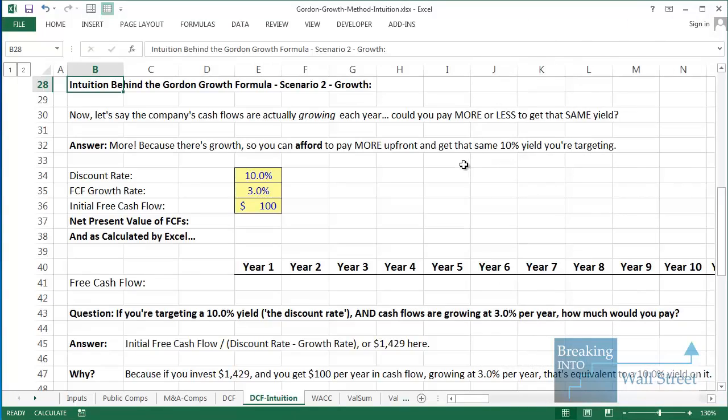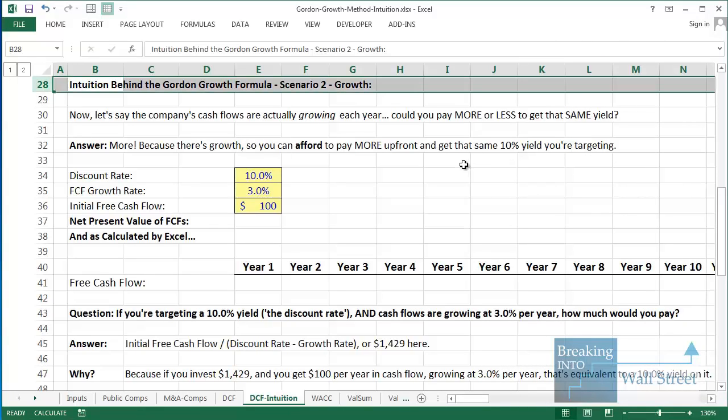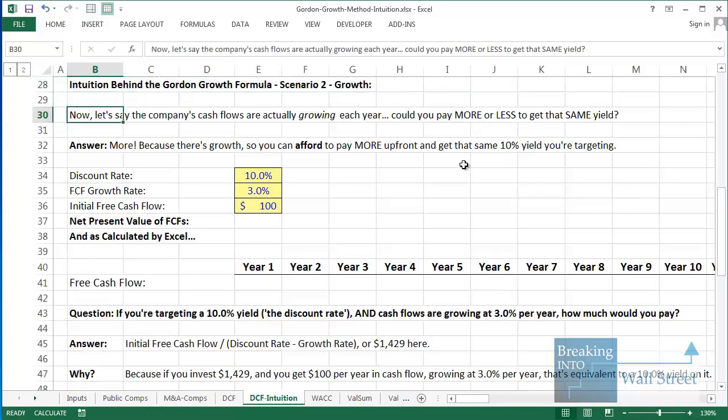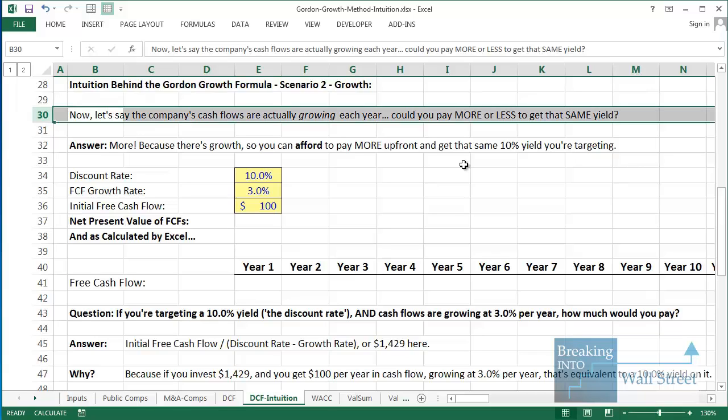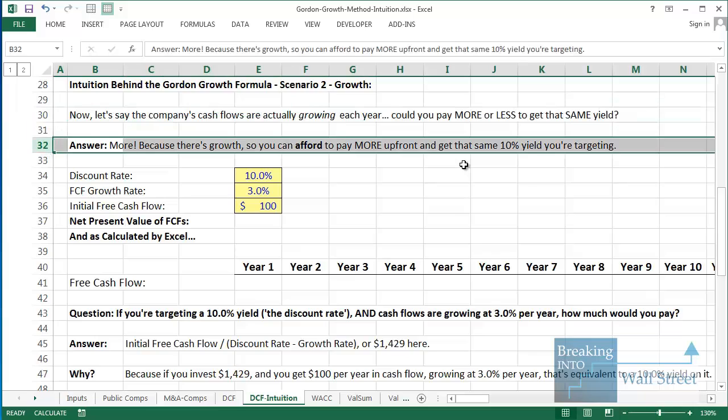Okay, now this next scenario down here, scenario number 2, we're going to say, as I say here, that the company's cash flows are actually growing each year. And the question that I just posed to you is, could you pay more or less to get this same 10% yield that we're targeting? And of course, the answer is more because there's growth. As a result of that growth, the denominator in our equation is going to be smaller. And since the denominator is smaller, we're dividing by a smaller number, so the entire term is going to be a bigger number. We can pay more for the company up front.